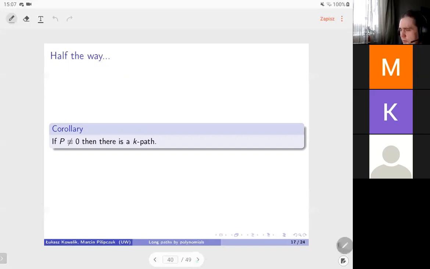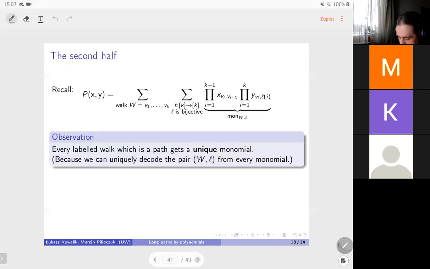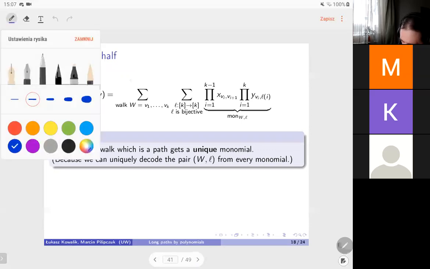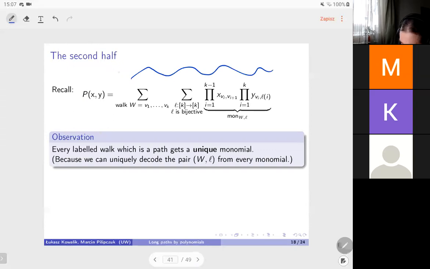The point is that what I already highlighted is actually the simpler direction: if you have a simple k-path, so if your picture looks like this, a walk going v1, v2, and so on up to vk, then this gives you k-factorial different monomials. There's some labeling L, so this gives L of 1, this gets L of 2, this gets L of 3, and so on, up to L of k.